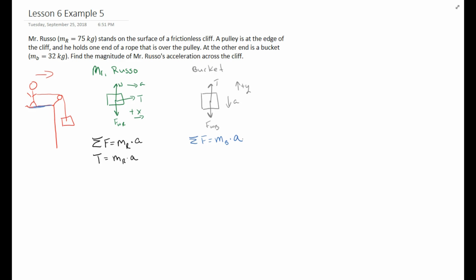Now we need to go ahead and plug in some of my forces on the left-hand side. So I have my tension, which is up, so that's positive, and the force of weight of the bucket, which is down, making this term negative. Remember, the signs come from the direction the force is pointing in.